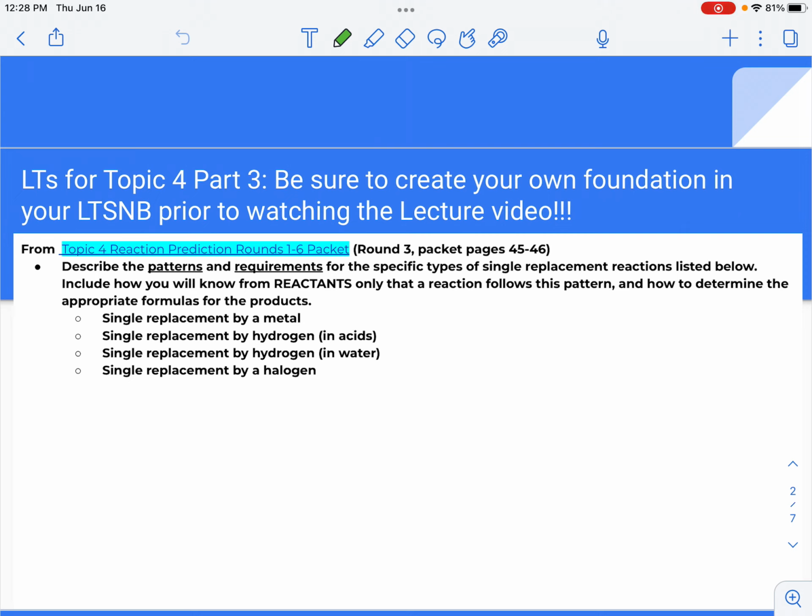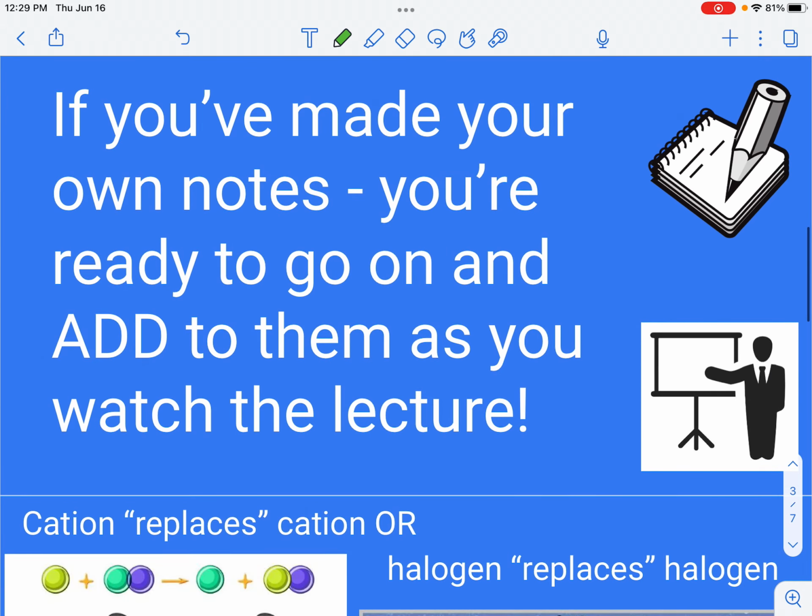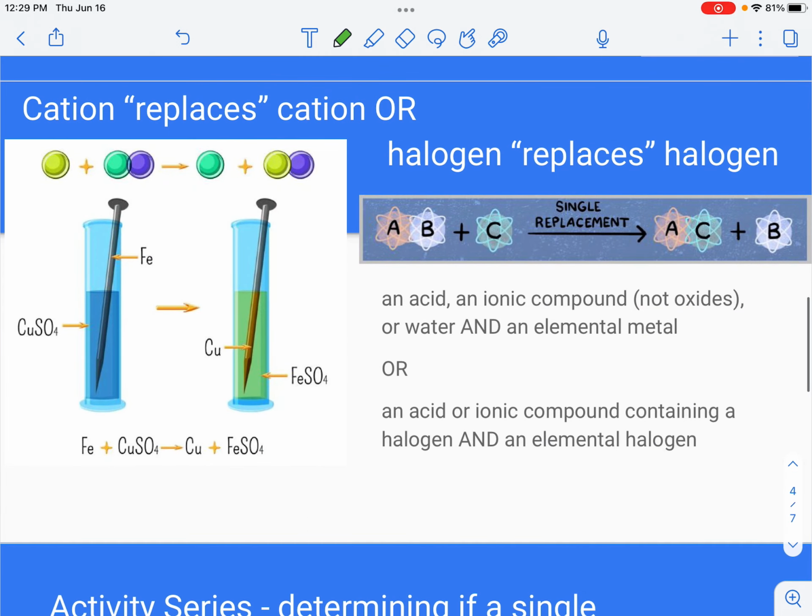If you have hydrogen doing the replacing, it would be replacing the metal. I guess there's hydrogen in water and hydrogen in acid, so you have to be careful. This is maybe a typo in the way that I wrote this, okay? But then single replacement by a halogen. So you definitely want to make sure that you know who's replacing who. If you didn't make your notes yet, make sure that you do them. Otherwise, you're ready to go.